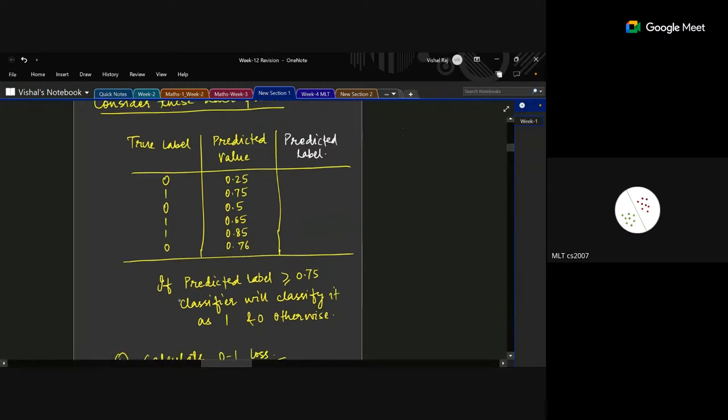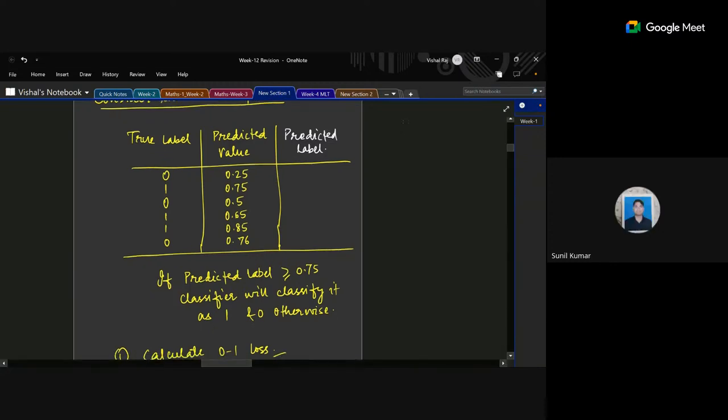If I'm changing the classifier, for example, it was some logistic regression and I was changing the threshold value. That may be a hyperparameter that I changed to 0.5. So if it is greater than 0.5, I'll take the predicted label as 1, otherwise 0. But for greater than 0.75, will the predicted labels for both classifiers be the same or different? No, it should be different.